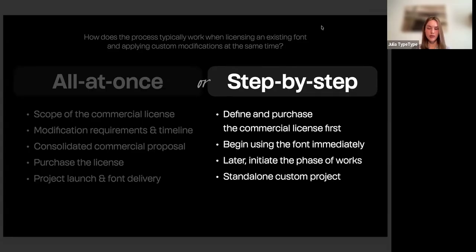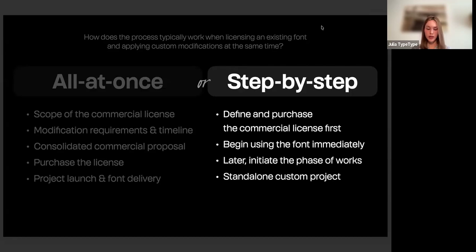So we're talking about, once again, first defining the scope of the license for commercial use. We can also simultaneously discuss the scope of works for modification and just have it send you a non-binding offer, and you can come back to it at any point of time.